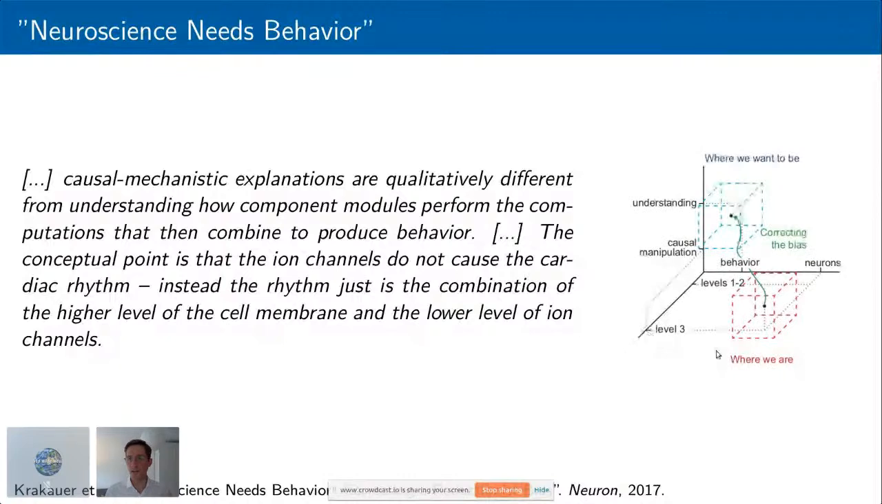And he illustrates this nicely in this drawing, where we have three axes: the behavioral level and then neurons, then levels 1, 2, 3, and causal manipulation, understanding. And he believes we are somewhere here currently, that we're mostly looking at neurons and at their hardware implementations and causal manipulations of that. But where we actually want to get to is an understanding of behavior, so linking to a new level. So these ideas that I'm sketching here, they're not new, they've been around for a while.